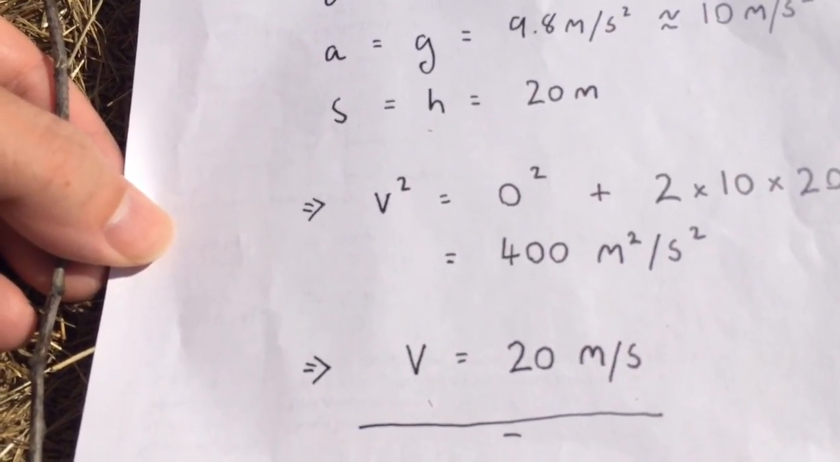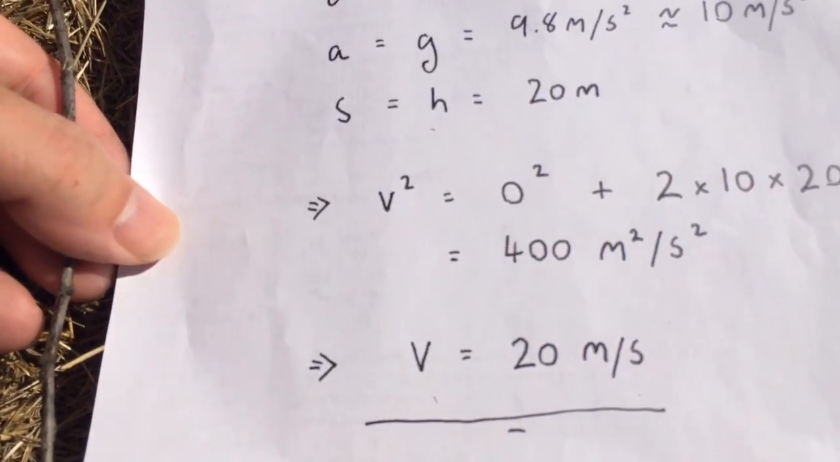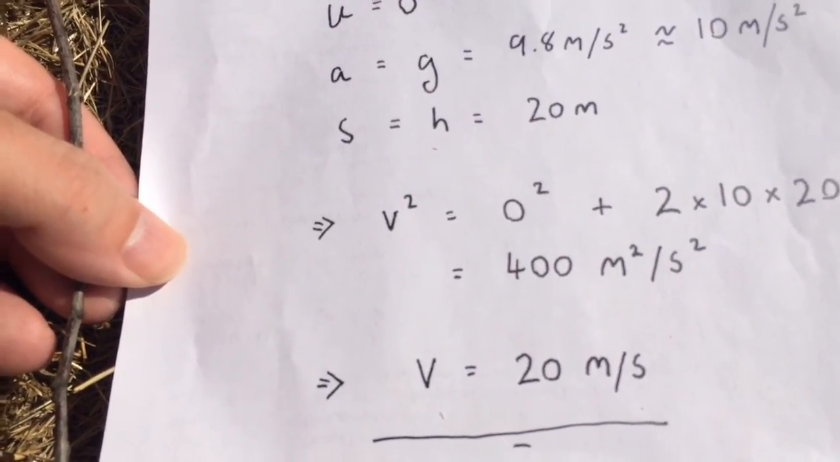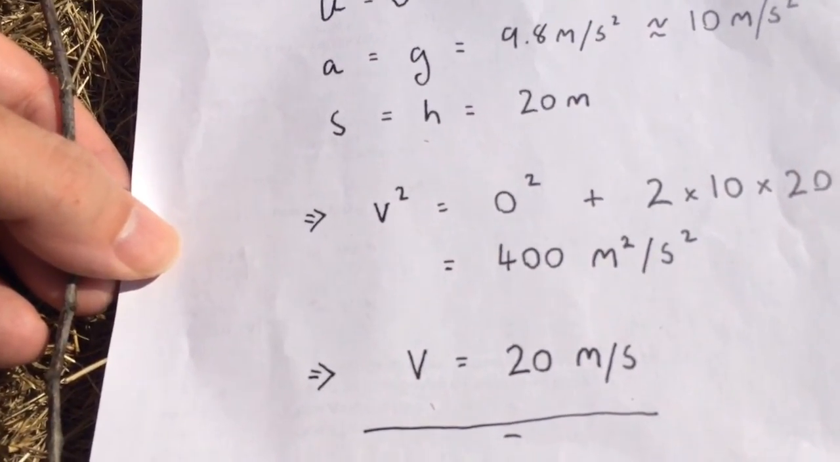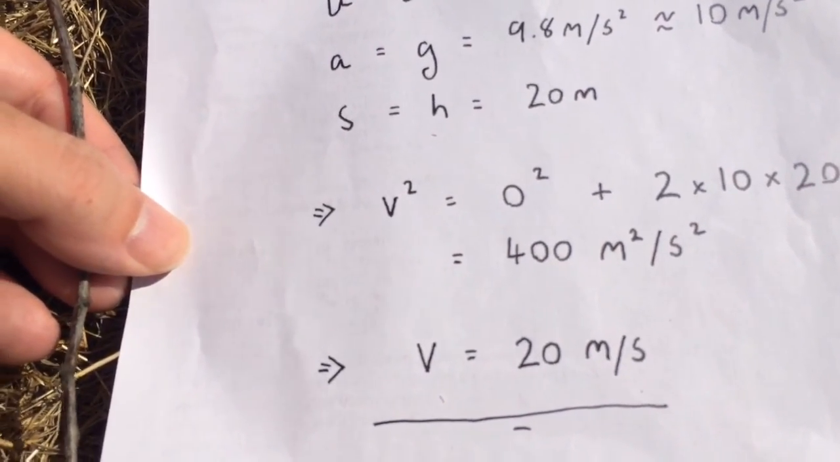Now, roughly speaking, the conversion from meters per second to miles per hour is about a factor of 2, a little more. So that means that actually the rock would be going at more than 40 miles an hour when it gets to the bottom of the hole, which really means you don't want to be standing at the bottom of the hole when that rock arrives.